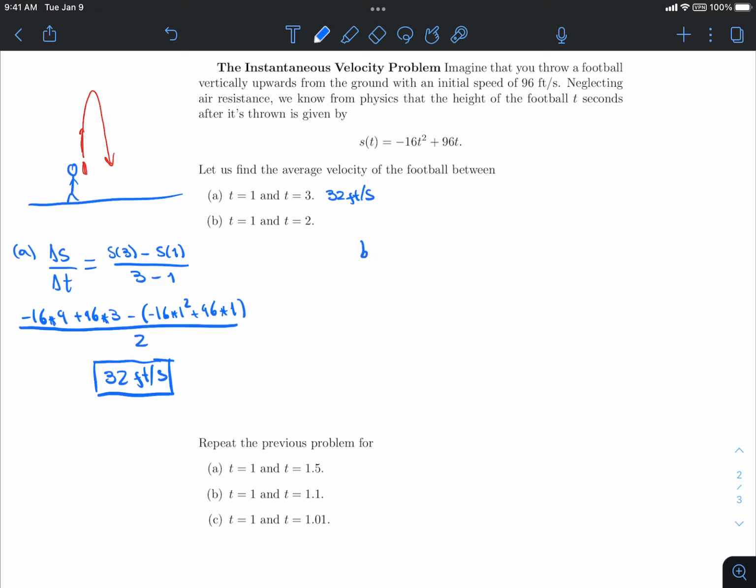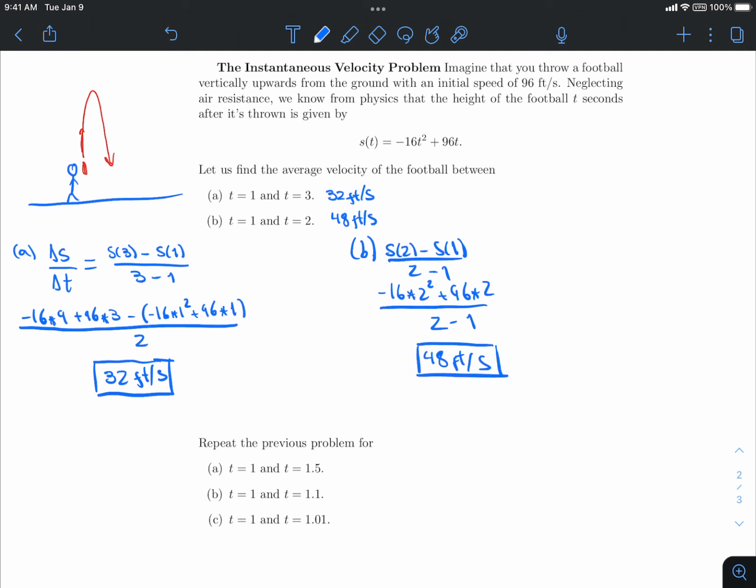Now B. Same thing, but now with t equals 1 and t equals 2. So we're doing s of 2 minus s of 1 over 2 minus 1. That will be minus 16 times 2 squared, plus 96 times 2, all divided by 2 minus 1, which is 1. Checking on my calculator, that gives me 48 feet per second. So that's the average velocity on this new interval.